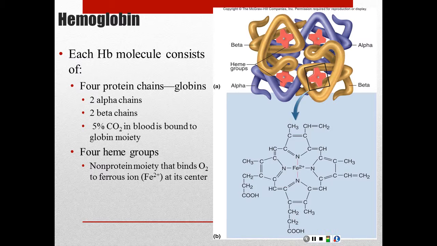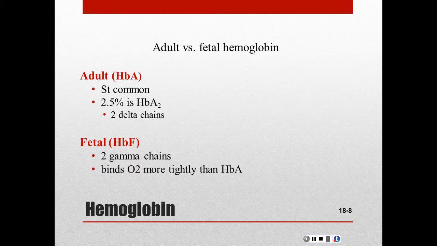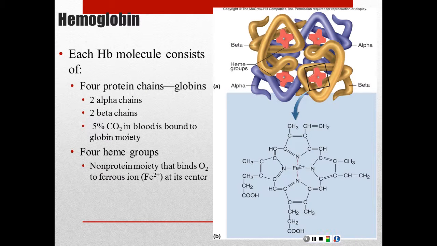Now, each chain is conjugated with a non-protein moiety called the heme group, which binds oxygen to Fe2+, our ferrous ion, at its center. And each heme carries 1 oxygen. Now, about 5% of the carbon dioxide in the blood is also transported by hemoglobin, but is bound to the globin moiety rather than the heme.